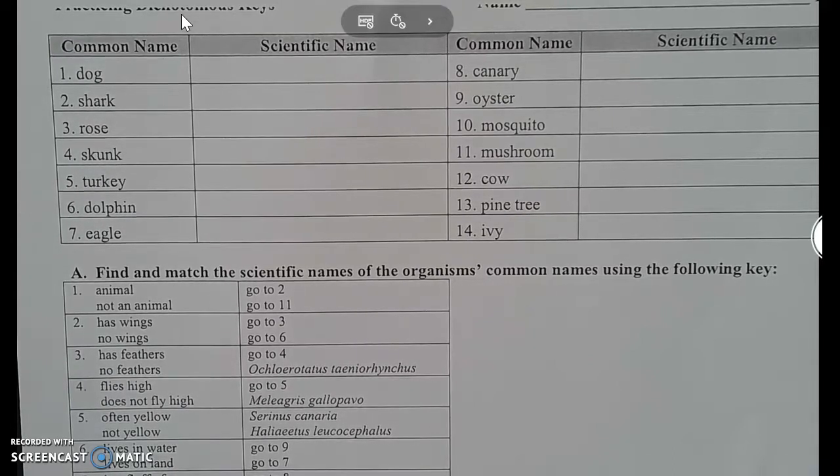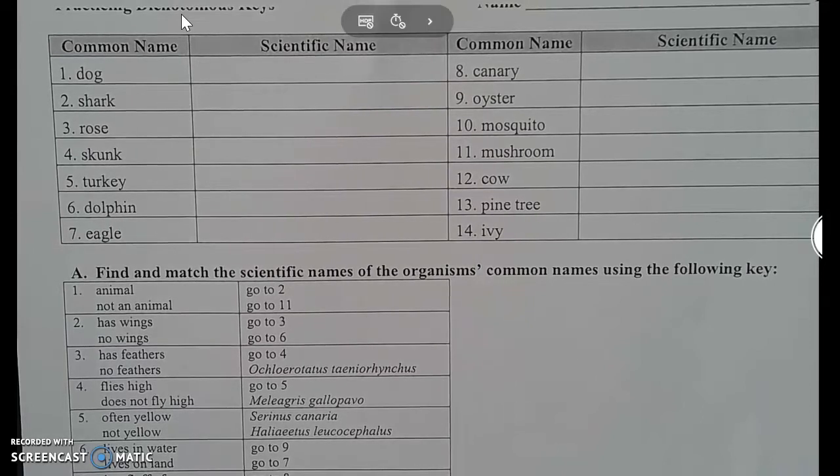Okay, so in this case they have the common name for these organisms: dog, shark, rose, skunk, turkey, dolphin, eagle, canary, oyster, mosquito, etc. Okay. And what you want to be able to do is find out what the scientific name for that would be based off of the traits of those organisms. So when you use the dichotomous key, it's to identify something that you might not know what it is. So maybe in a foreign country they don't know what a dog is, but they could use a dichotomous key to figure out what a dog is based on its characteristics.